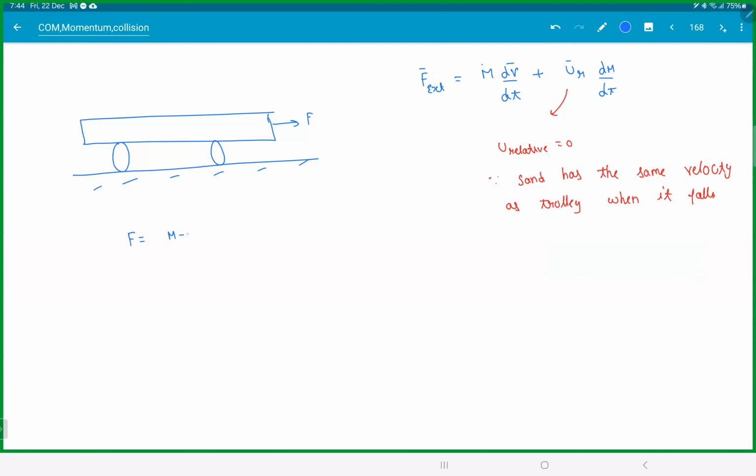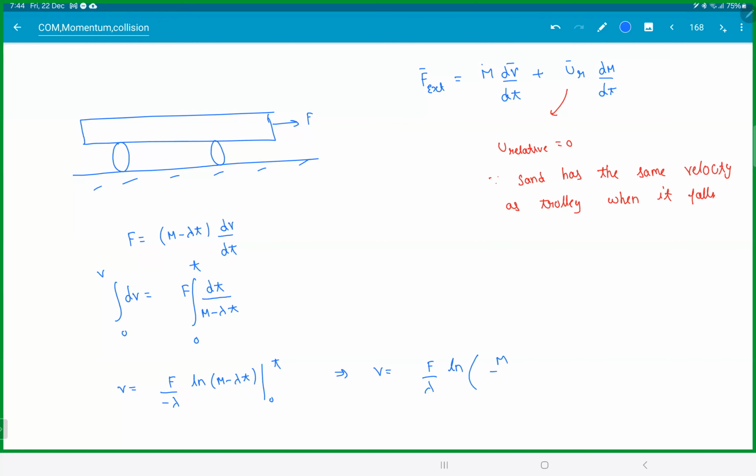So F is equal to (m minus lambda t) into dv by dt. You get the answer in one step. Matlab, you have to integrate though. So dv is equal to F dt by (m minus lambda t), integral. Check. That's the velocity of the trolley as function of time t.